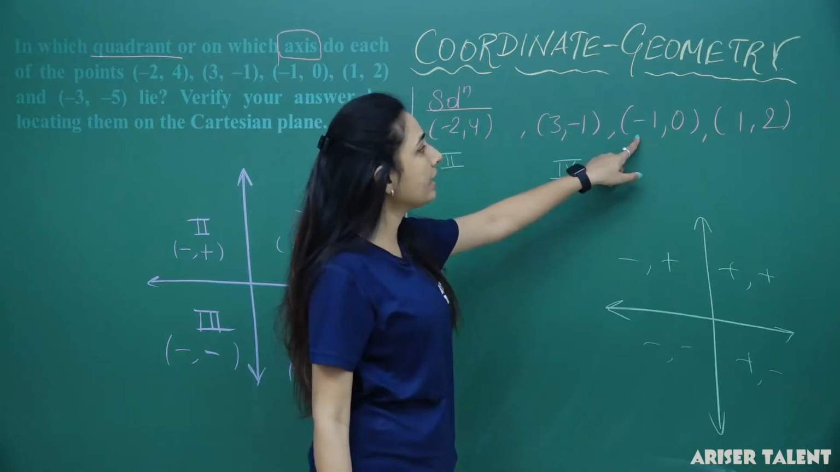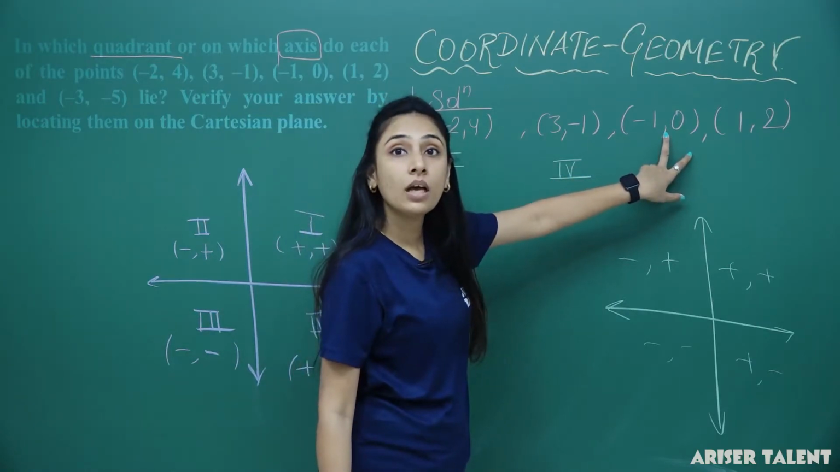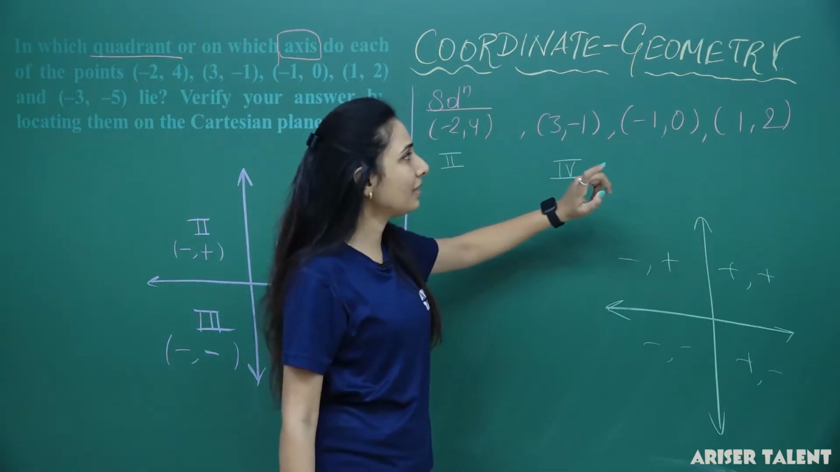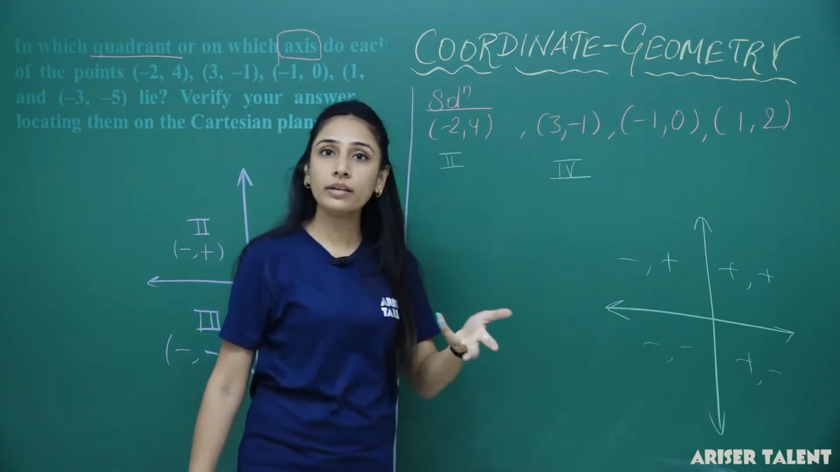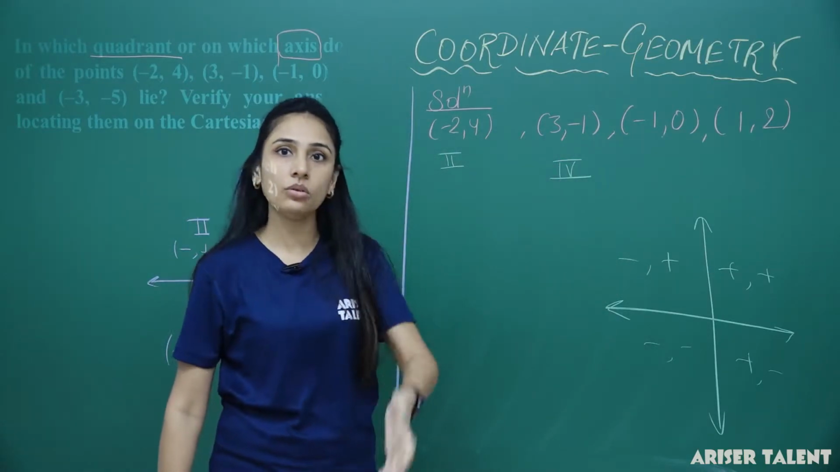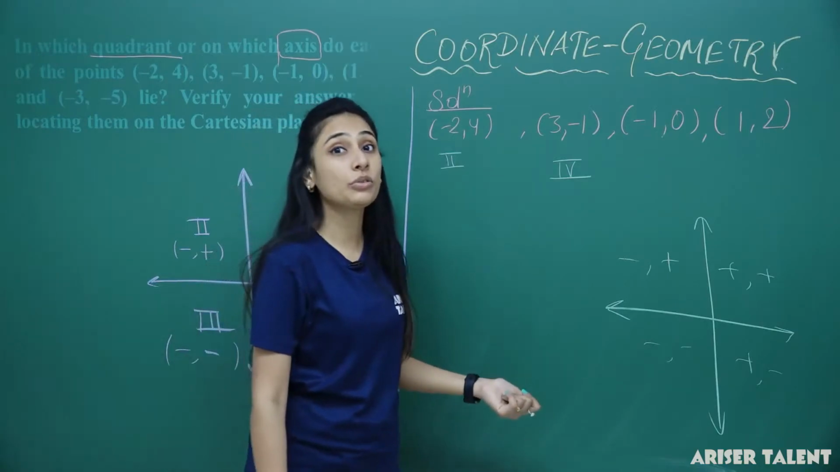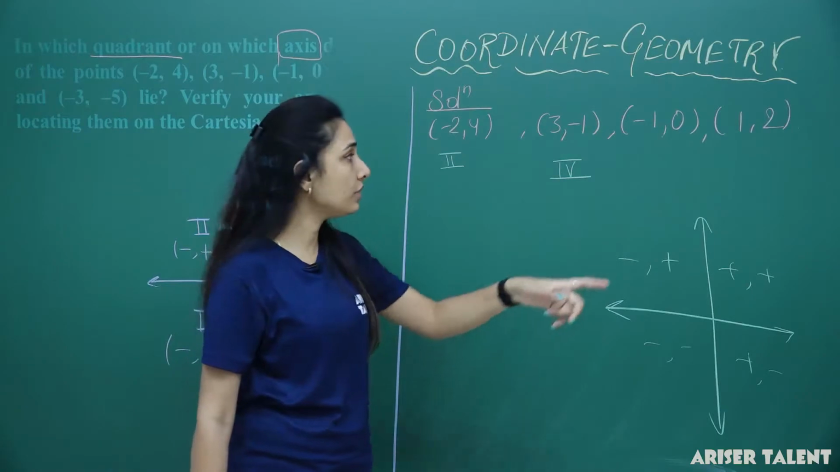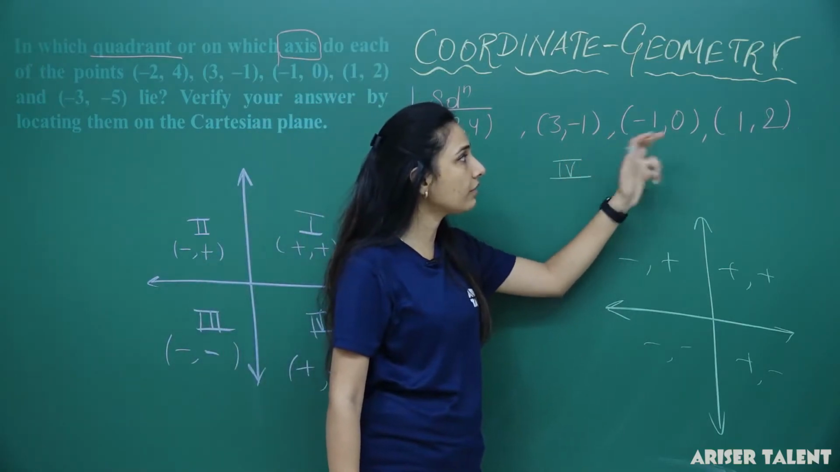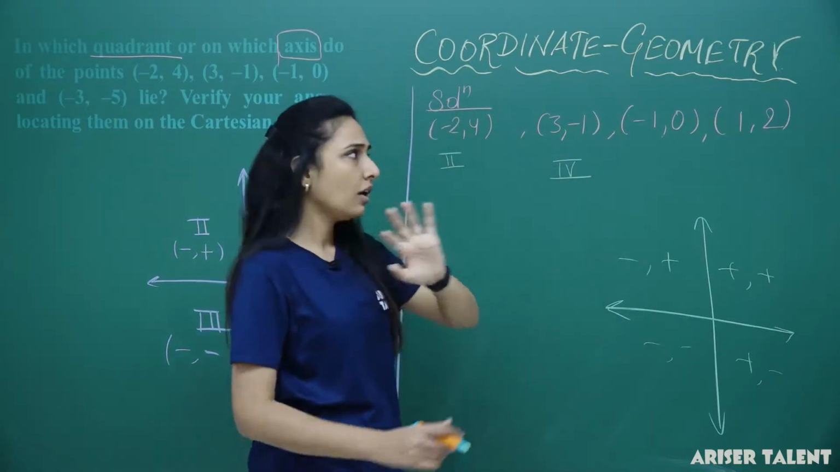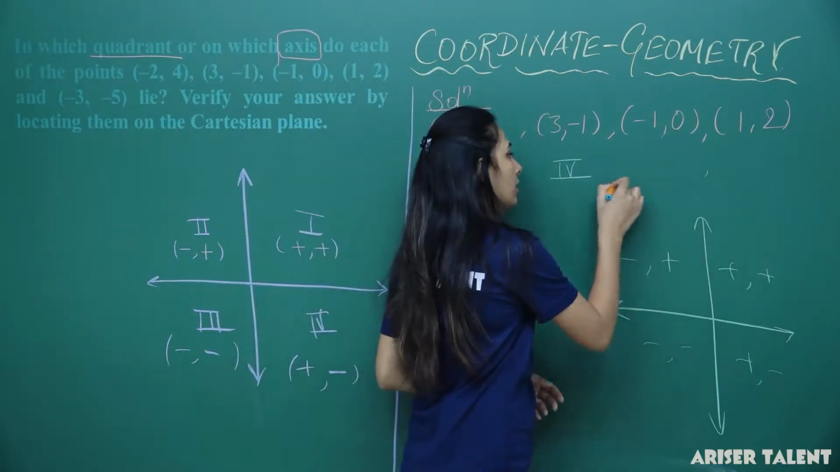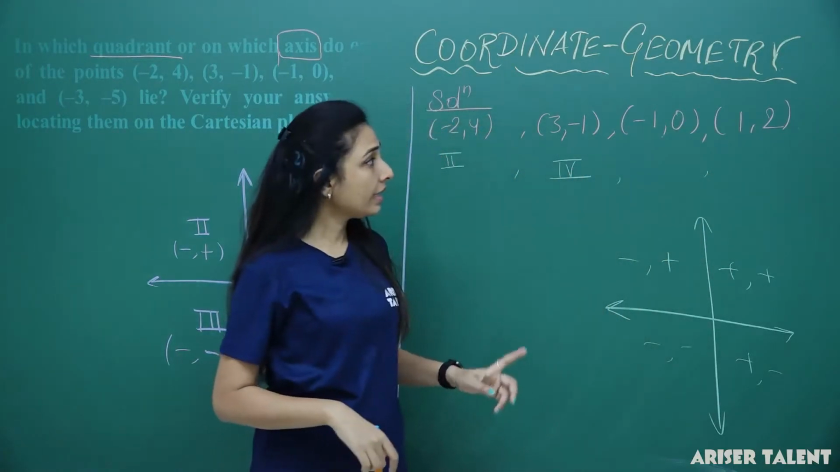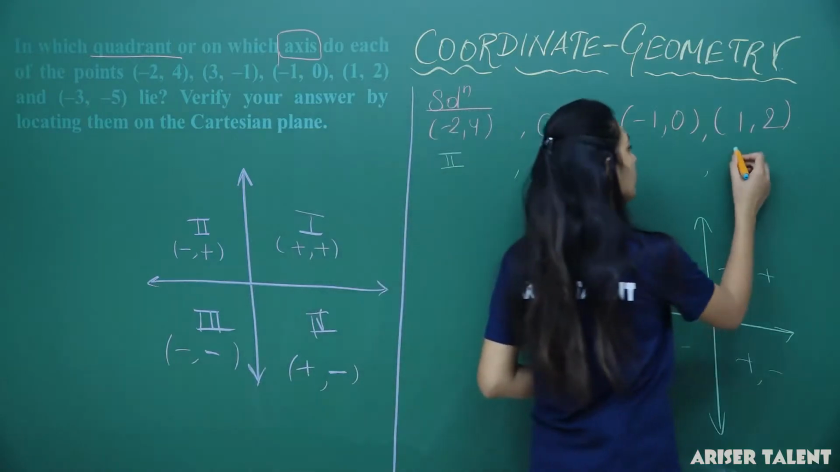Then negative with no sign. Now you will say, ma'am, it's a 0, and 0 has no sign. It's neither positive nor negative, so it's a little bit confusing. Is that negative positive or negative negative? Just hold on, we will talk about it later. Then (1, 2), positive positive, will go in the first quadrant.